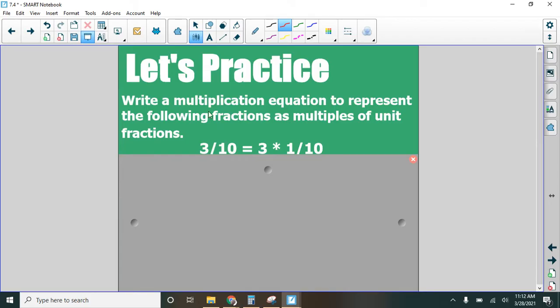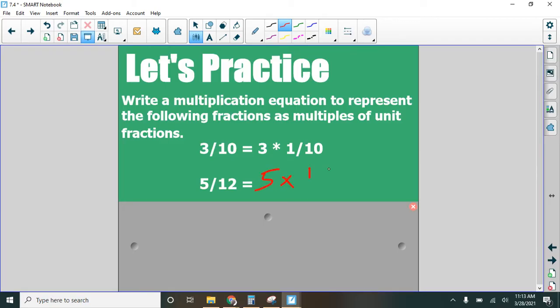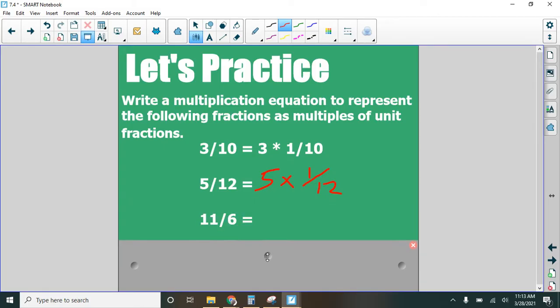All right, now it says to write a multiplication equation to represent the following fractions as multiples of unit fractions. So if we had 3/10, we could write that as 3 times 1/10. If we had 5/12, we could write that as 5 times 1/12. Just like that, right? What would we write for 11/6? We would write 11 times 1/6, right?